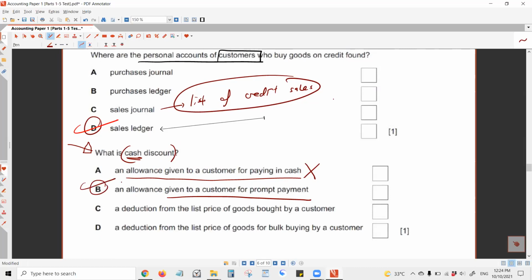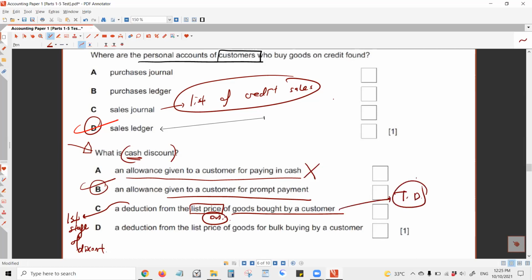Okay, let's see the rest. Deduction from the list price of goods bought by a customer. Deduction from list price. List price means original price. When you make the deduction from the list price, it means this is the first stage of discount. This must be talking about the first stage of discount because you deduct it from the list price. This is talking about trade discount. Okay, C is about trade discount.